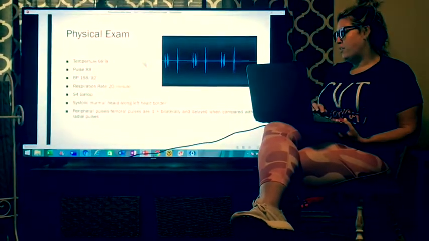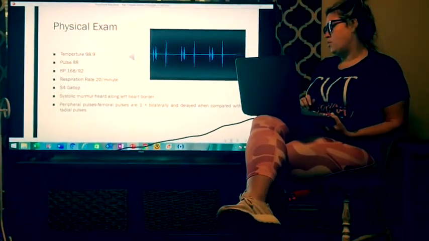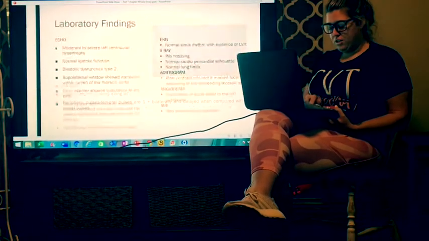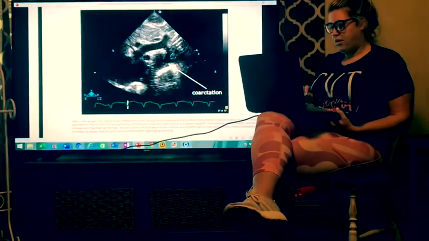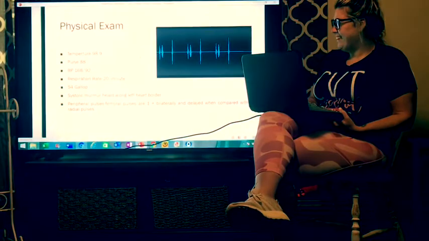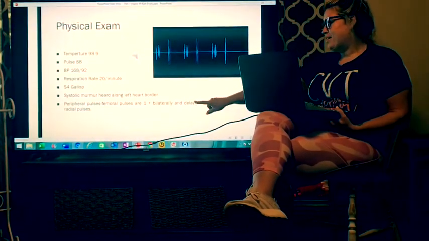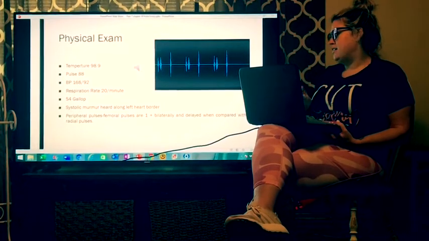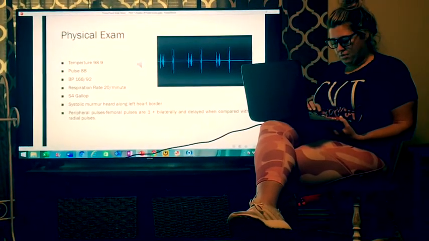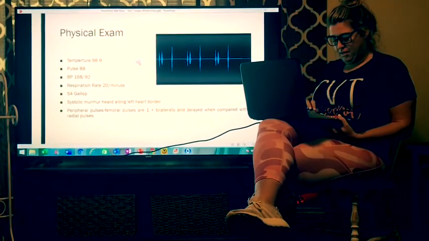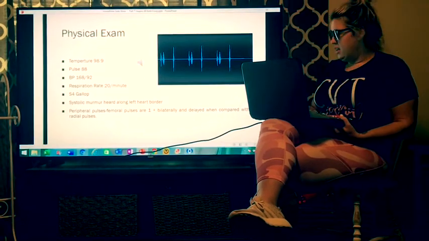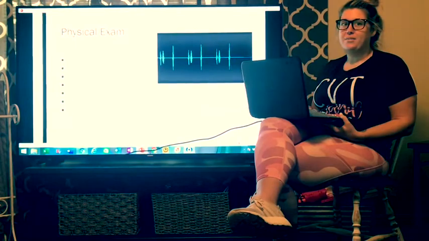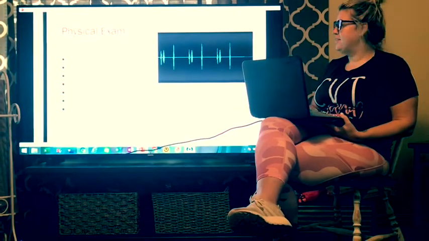And then peripheral pulses, femoral pulses, are +1 bilaterally and delayed when compared with radial pulses. The +1 is just a scale. There's a scale from 1 to 4 on the intensity of what's heard, and a +1 means it was just barely detectable. You can barely hear it, but that's what a gallop sounds like.